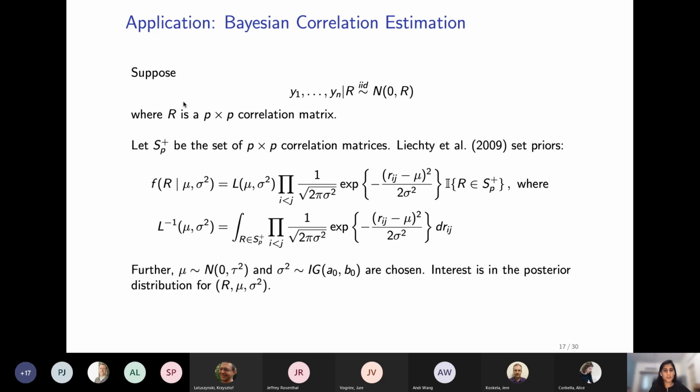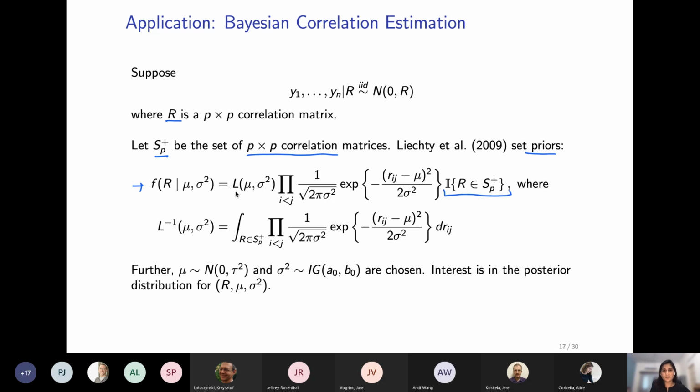So I'm going to have to set priors on R. This is going to be a little tricky because R is a correlation matrix. So first I define SP plus to be the set of P by P correlation matrices. Liechty and co-authors in 2009 set the following priors, where for the prior for R, each element Rij gets a normal prior mu sigma squared, except there's the restriction that altogether the whole matrix needs to be a P by P correlation matrix. So they're not truly independent, because they're restricted in that they all have to form a correlation matrix.